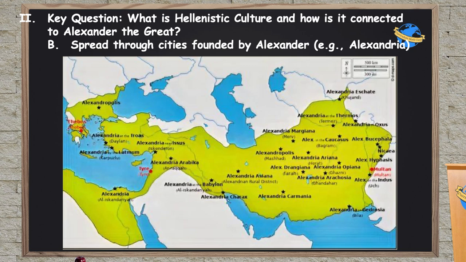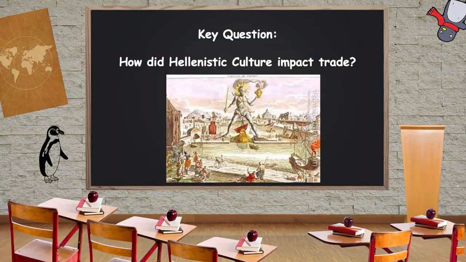Well, the people in these different cities wanted luxuries or things from their home further back west. So this is really what encouraged trade between these cities over here and the cities back here, because the people over here wanted those luxuries, those comforts from their culture back home, and that further helps accelerate this blending of cultures to create what we call Hellenistic culture. All right, so let's get into it. How did Hellenistic culture impact trade?